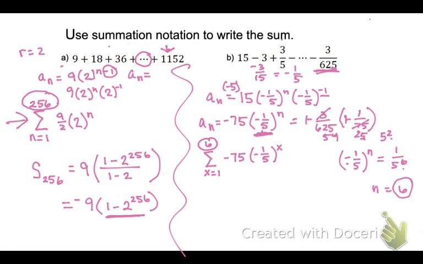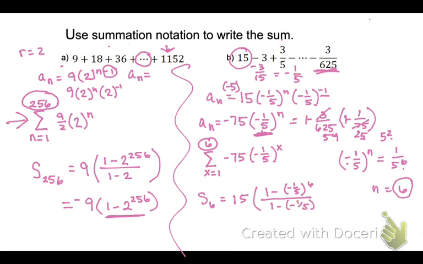So to do the S sub 6, S sub 6 equals A sub 1, which is 15, and I could plug in 1 and I'd still get 15, times 1 minus R, so negative 1 over 5 to the 6th. What? So wouldn't it be plus 1/5? Well, no, it's not going to be plus 1/5, and I'll tell you in a second why. Minus 1 over negative 1/5.